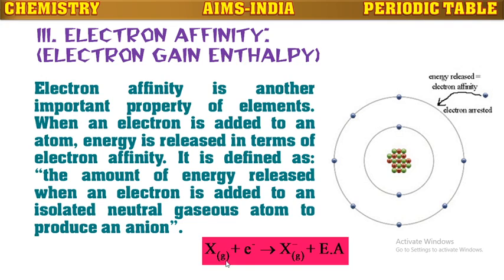So equationally it can be represented like this. If you consider this X as an isolated neutral gaseous atom, if an electron is added to this, it forms an anion. At the same time, a certain amount of energy is released from it, that is called electron affinity.